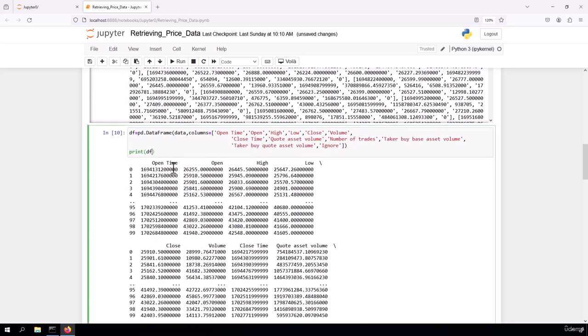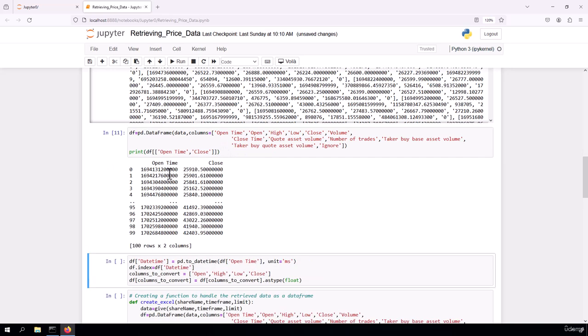Now, for beautification, I specify here which specific columns of the data frame should be displayed. For example, here I can print specific columns. Here I only include columns related to the opening time and closing price of the candle in the print function, for example. Well, as you can see, we have 100 rows here equal to the limit variable. And the desired information is displayed in this table.